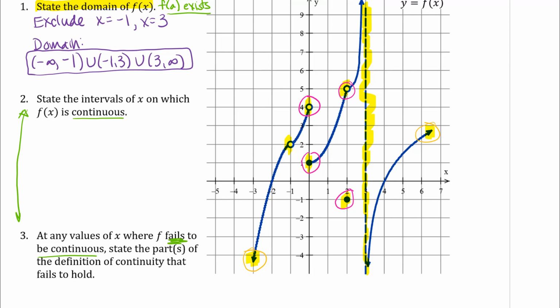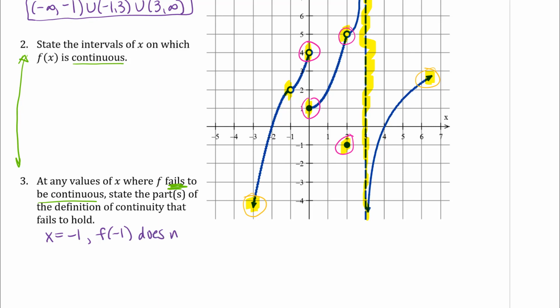So when we answered this question about domain, we were already identifying places where the function output does not exist. So those two values, x equals -1 and x equals 3, those are places where the function fails to be continuous because f of a does not exist. I could also say that f of -1 or f of 3, those values are undefined. That's just another way of saying that same thing.